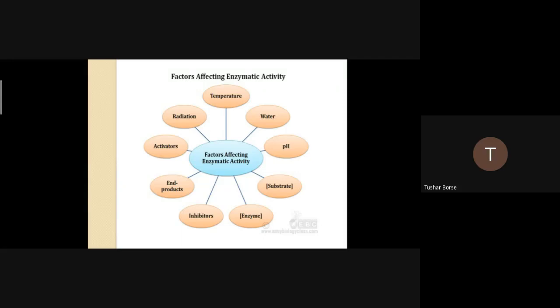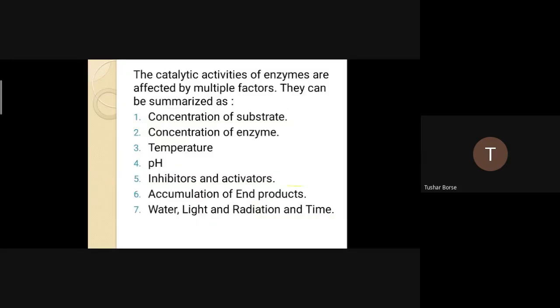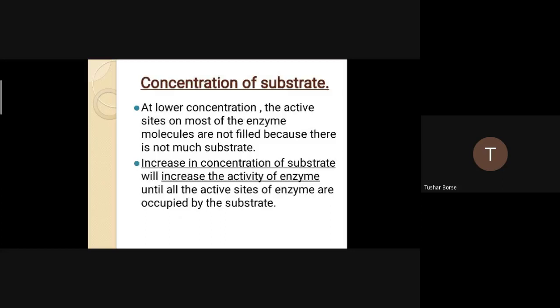This rate of reaction is affected by various factors like the concentration of substrate, concentration of enzyme, the accumulation of end products, temperature, pH, water, and many more. Let us discuss these factors one by one. The first factor which we are going to discuss is the concentration of substrate.